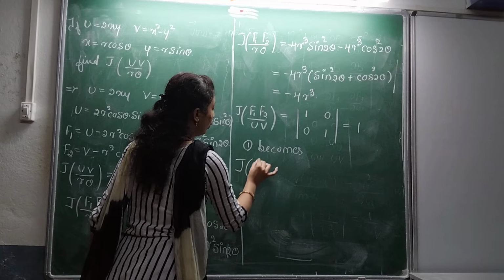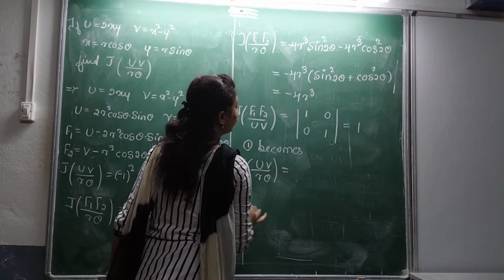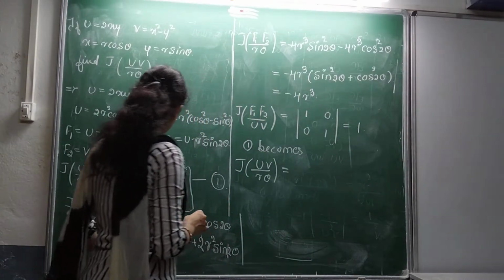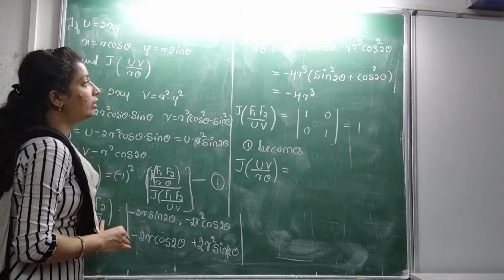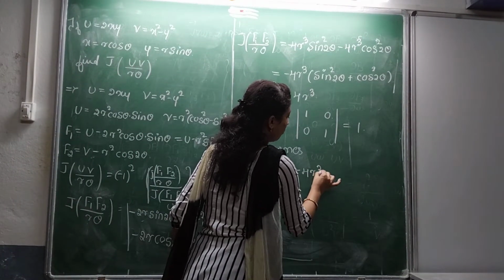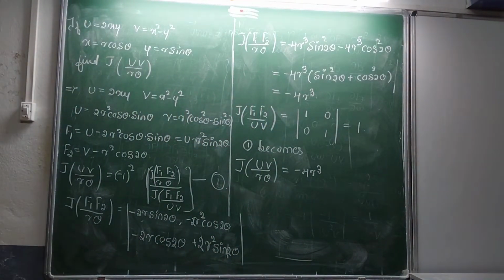Jacobian of (u,v) with respect to (r,θ) is equal to (-1)², which means it is plus 1, and Jacobian of (f1,f2) with respect to (r,θ) is -4r³ divided by 1. So the value is -4r³.